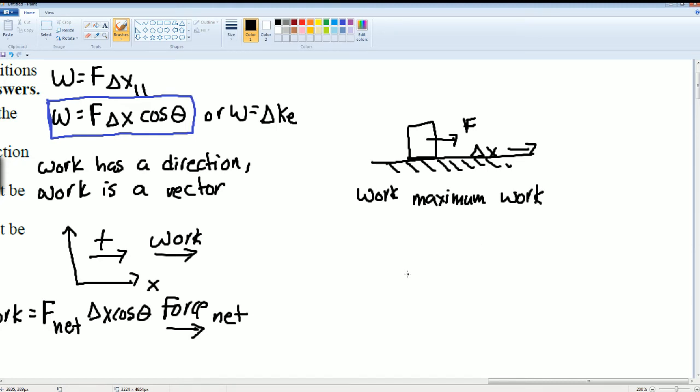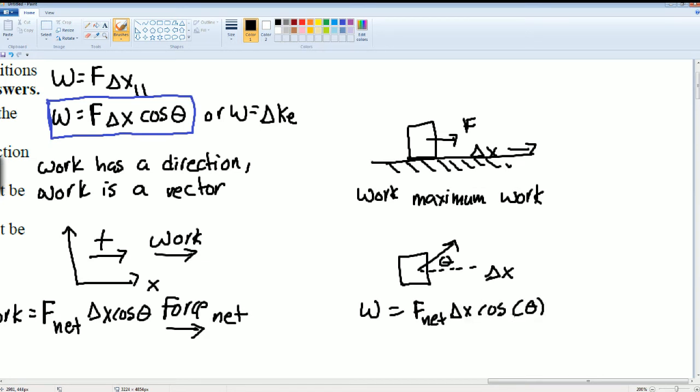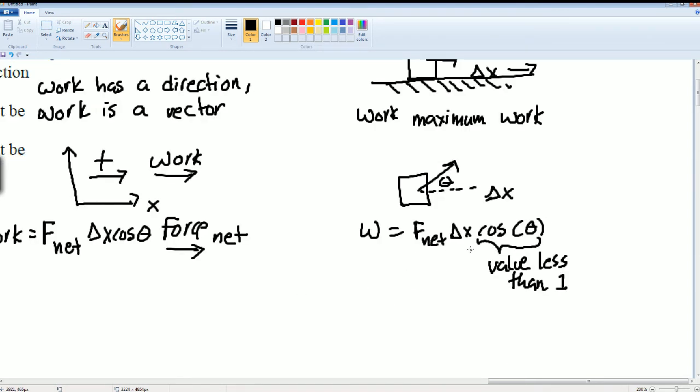But what happens if the force is going this way and your delta x is this way? Okay, there is a theta that is involved. So your work is equal to force net delta x cosine of something, right? This is going to be a value that is less than 1. So it's going to get smaller. So this is going to make this smaller. As theta approaches 90 degrees, the work decreases to 0.